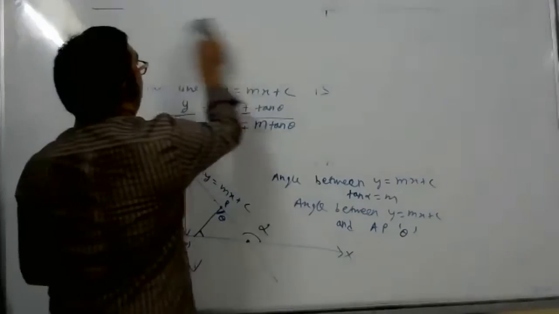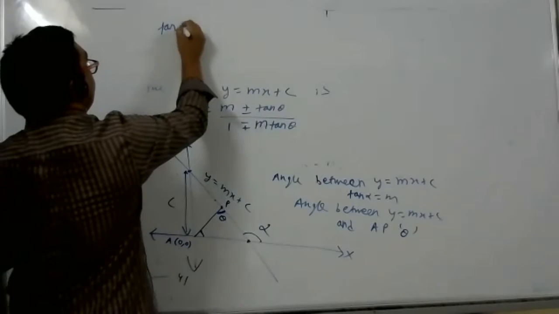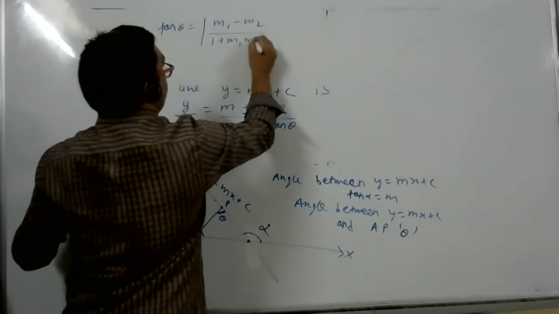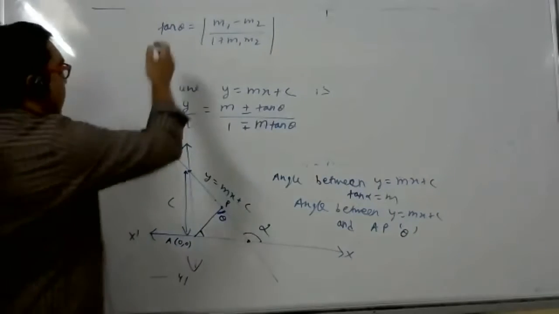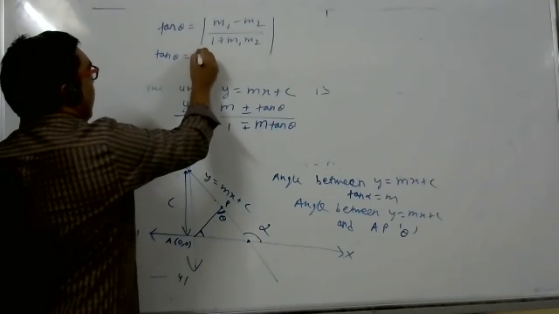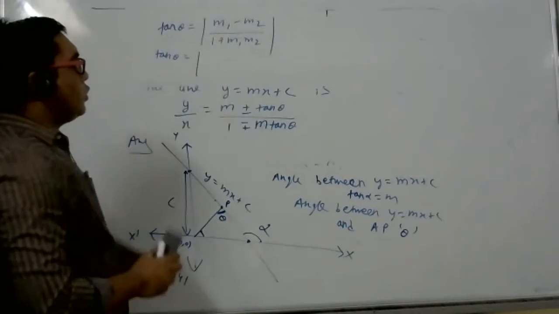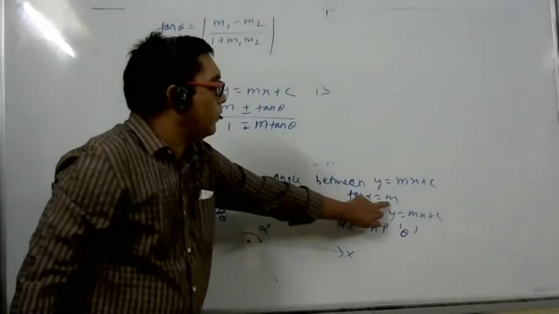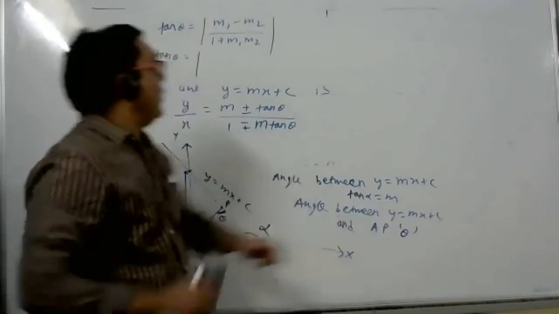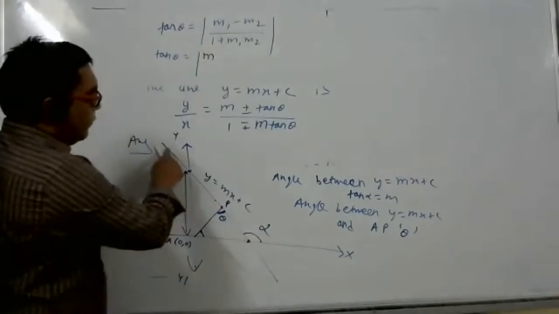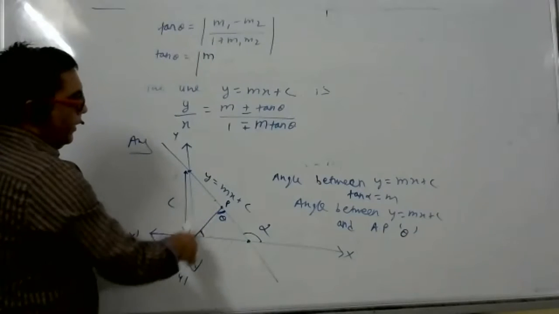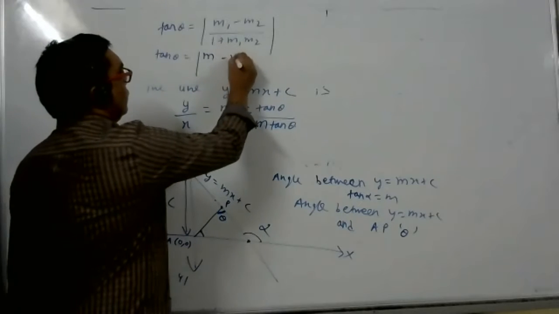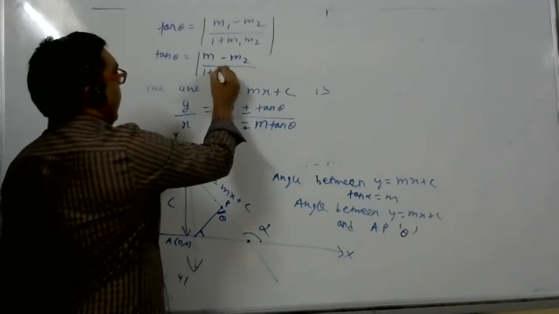So what is the formula? One formula you know na? tan theta is equal to mod of m1 minus m2 by 1 plus m1 m2. What is m1, student? Slope of one line. What is the slope of one of the lines? It is m, the slope of y is equal to mx plus c. What is the slope of AP? We don't know, so m2. 1 plus m m2.